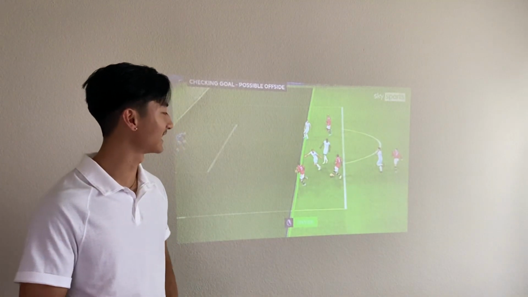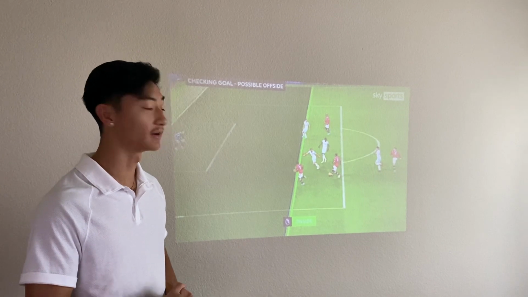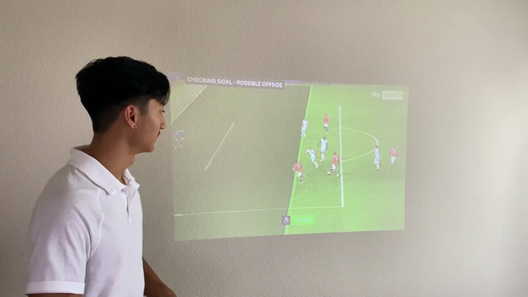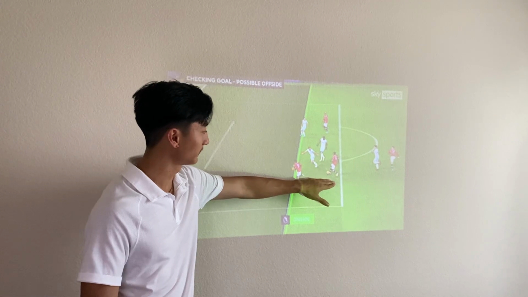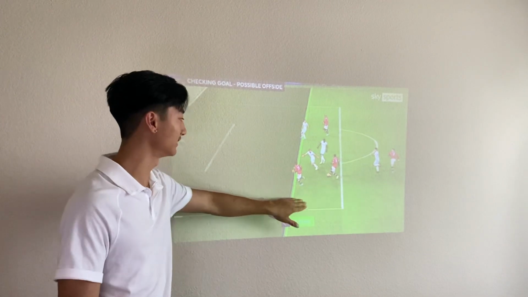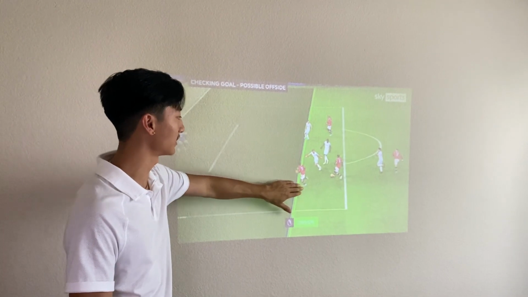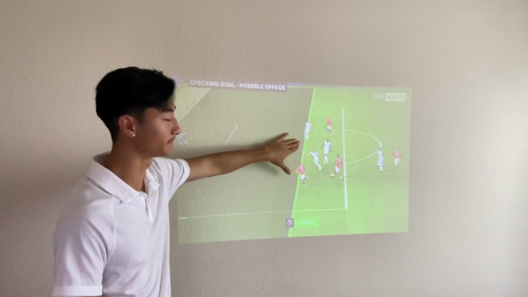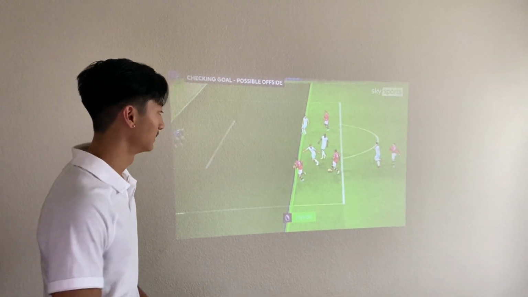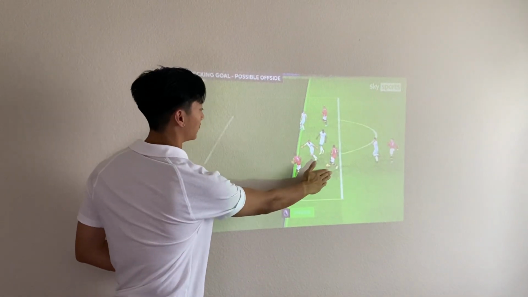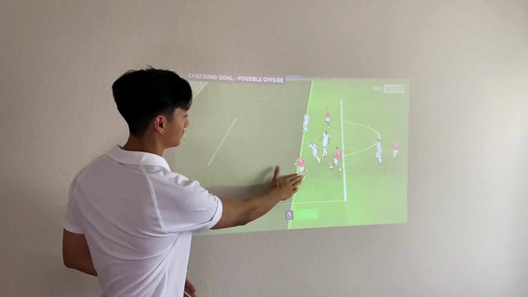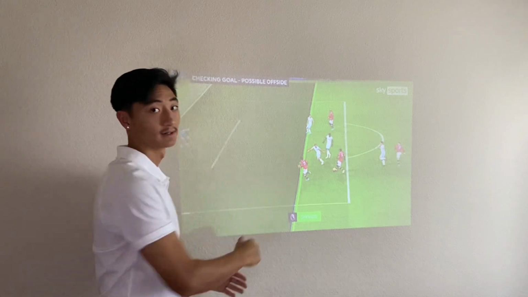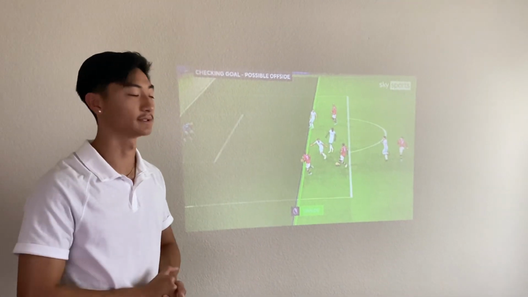And here is an example of a non-offsides offense. This ball has not yet been played, and this player has not yet run behind the second last defender. So when this player plays that ball, this player here will be considered onside.